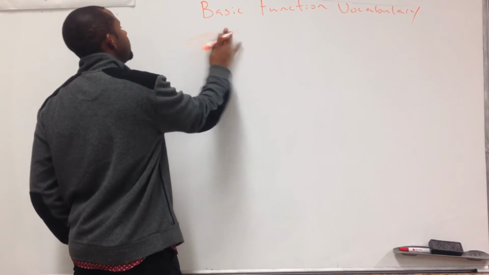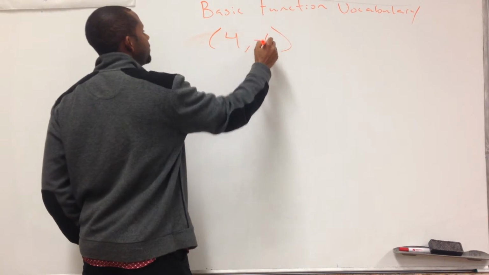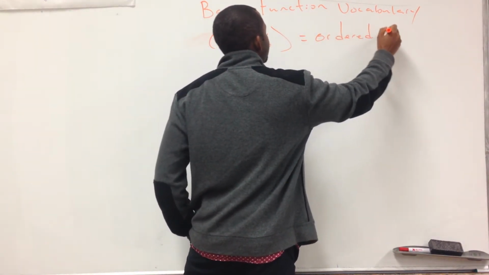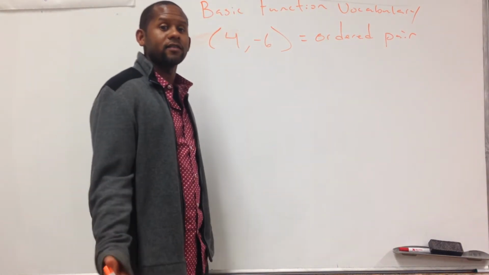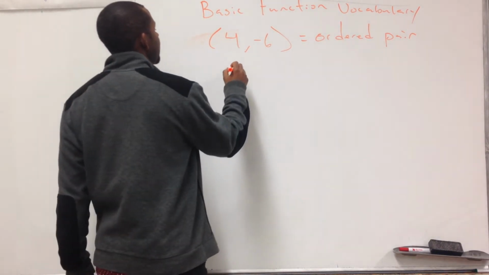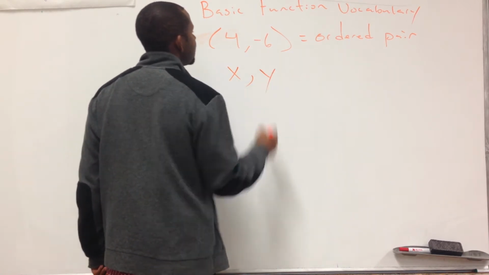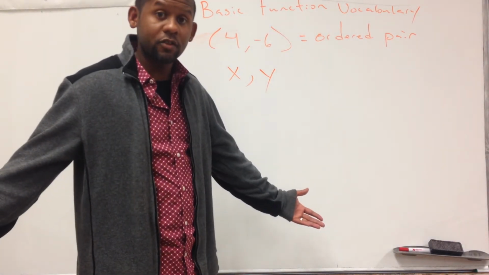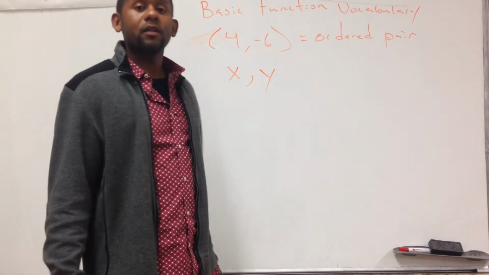We can take this right here, like 4, -6. And we know this piece is called an ordered pair. We've spent a lot of time talking about this. All right, so that should look extremely familiar. But we also know that 4 represents the x value, -6 represents the y value. Okay? We know this already. You've seen this. This is nothing new. But there's another way to look at it.